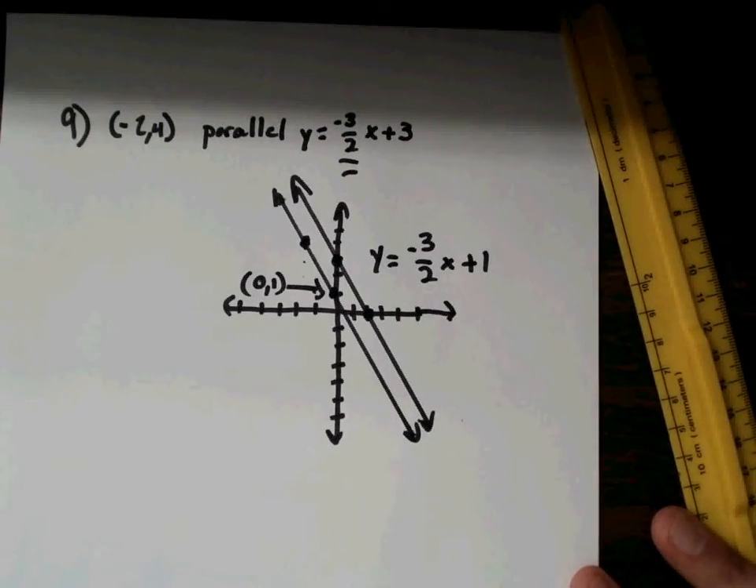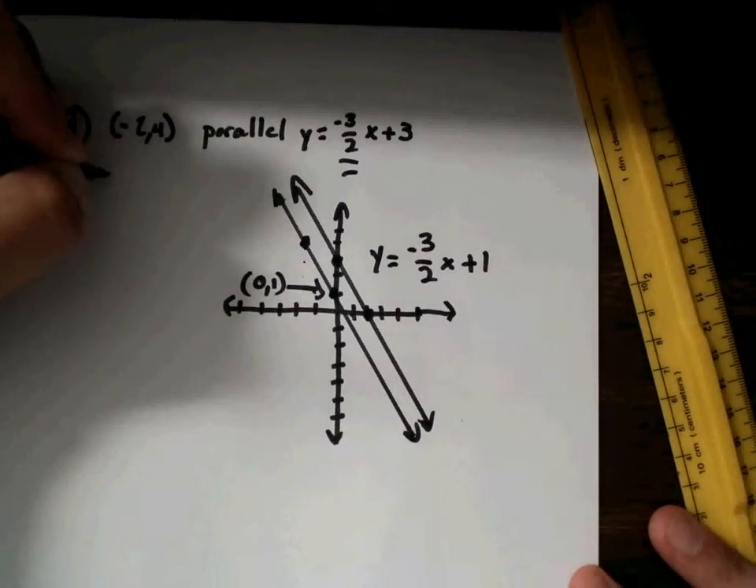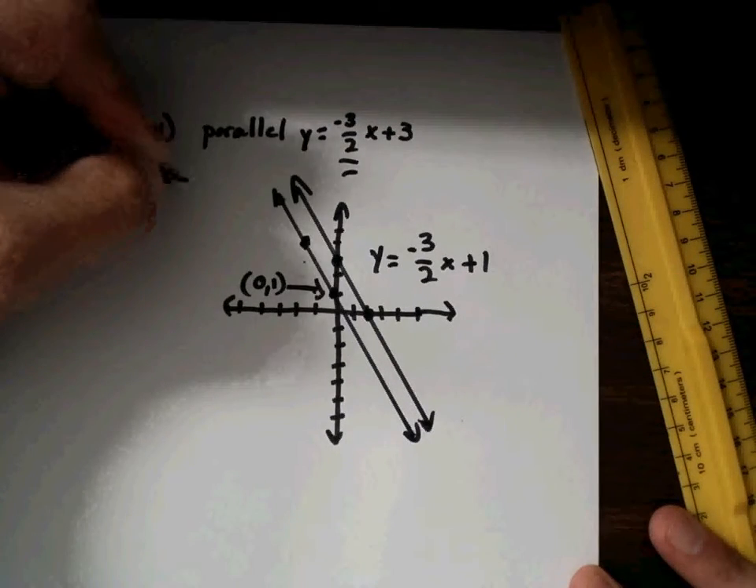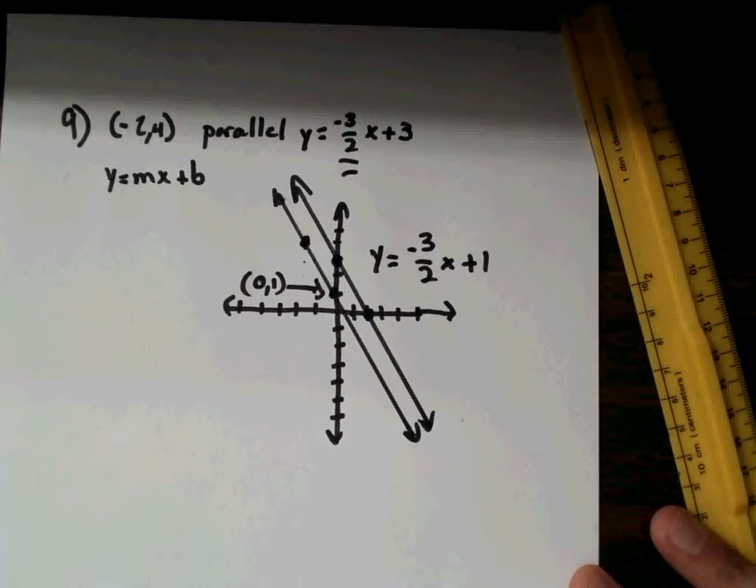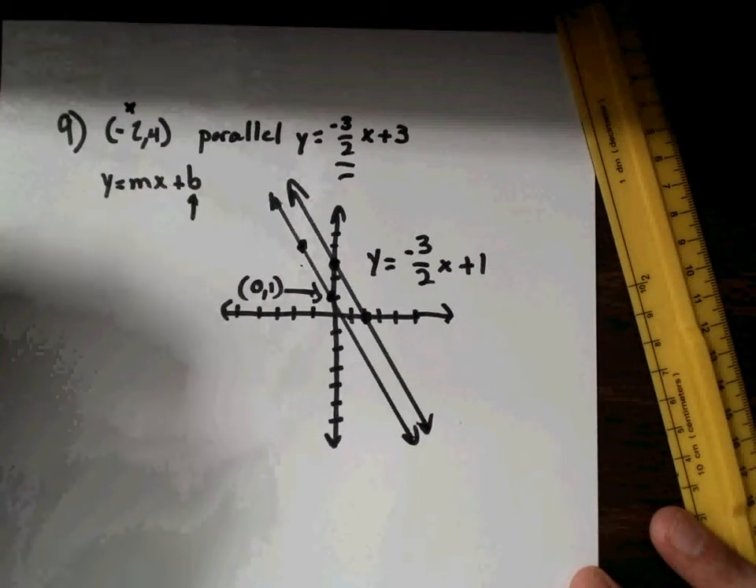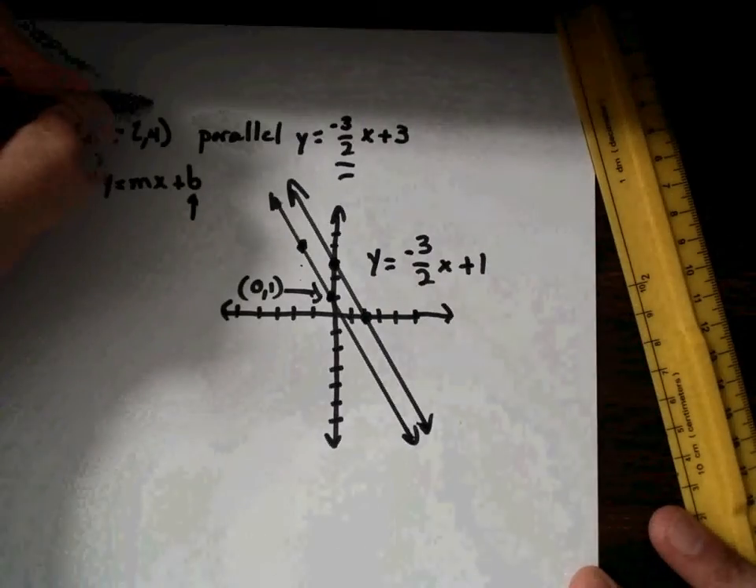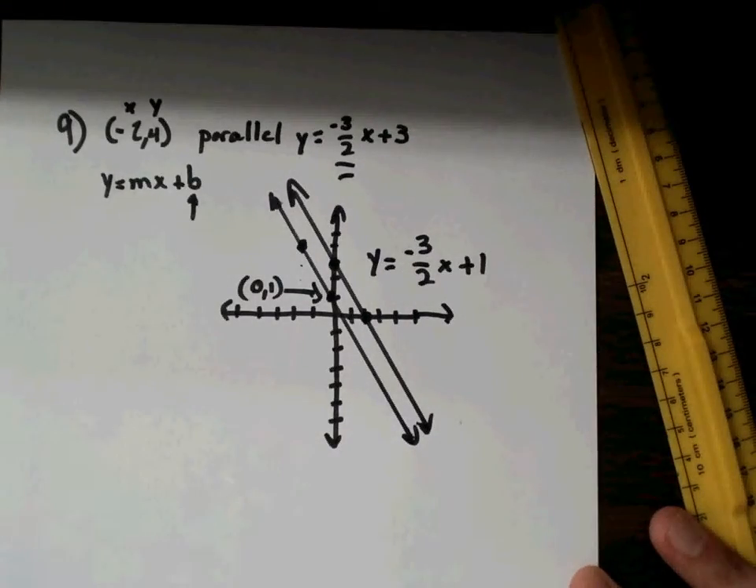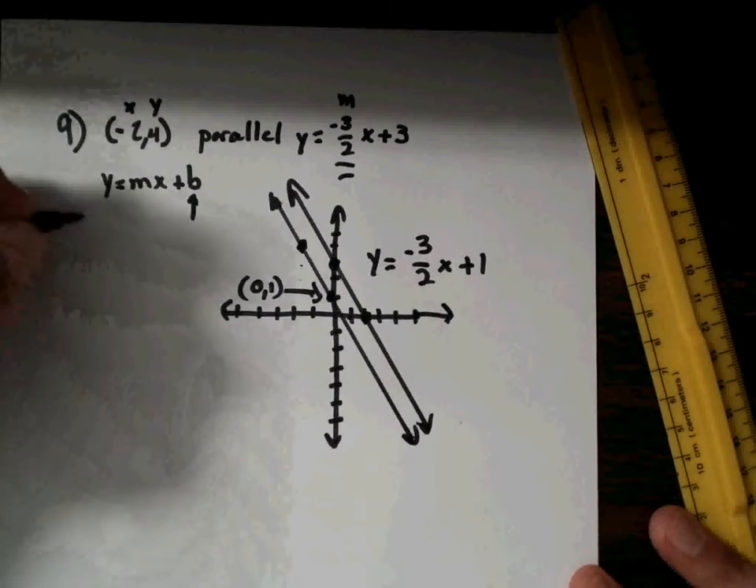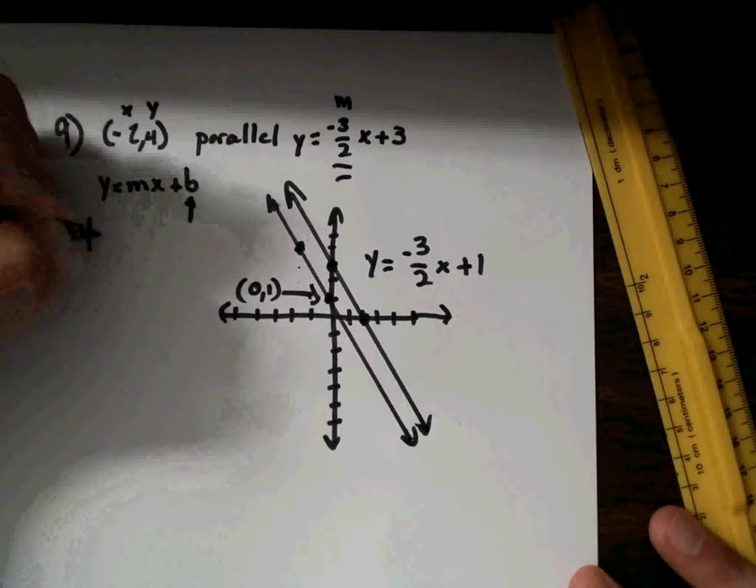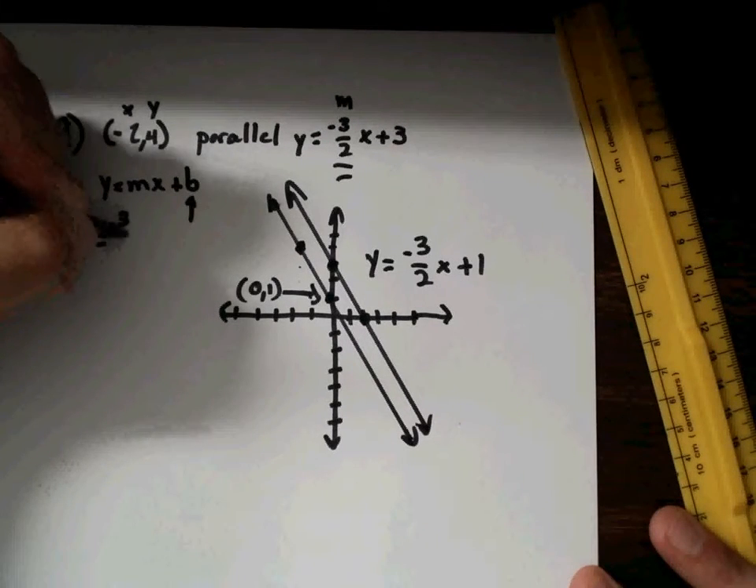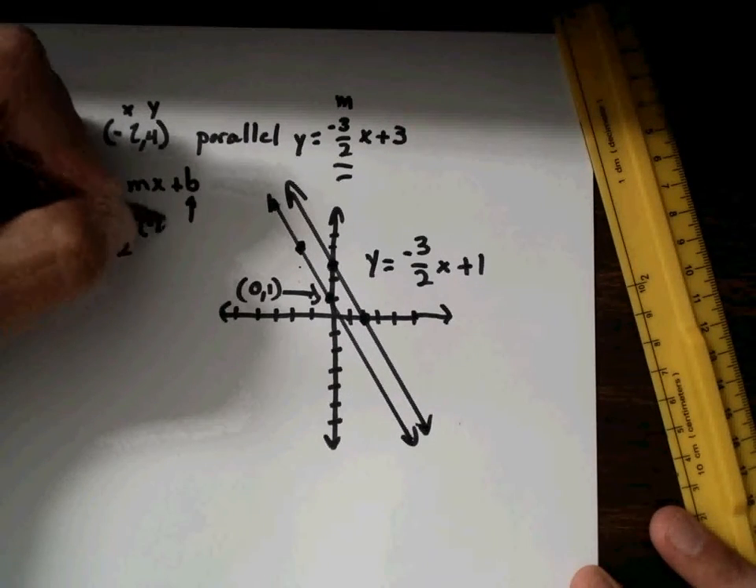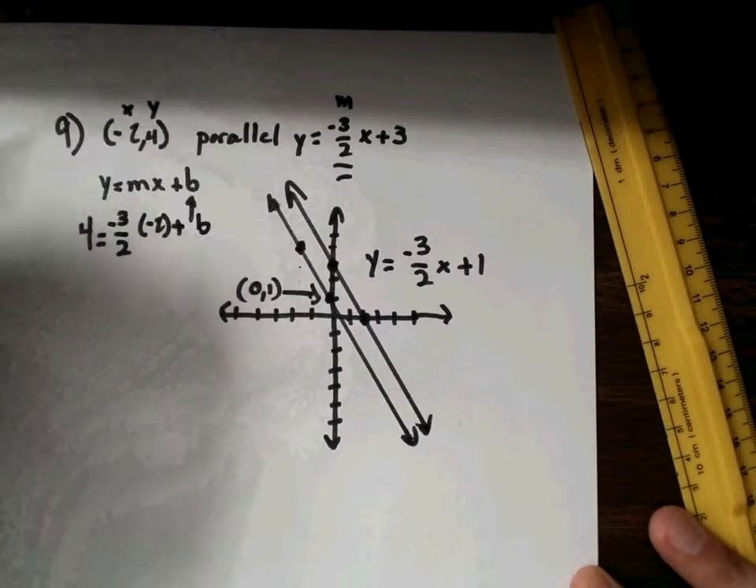Now, those of us that want to look at it algebraically, okay, we know that we're going to write it in y equals mx plus b form, so we can plug in for the variables we know. This is the one that we don't know. That's the one we got to find. The ones we do know is I know that this is an x value because it's an x coordinate. I know this is a y value because it's a y coordinate. And I know that this is my slope because they're parallel. So I can plug those in and go. Okay, so it's going to be 4 equal to -3/2 times -2 plus b.